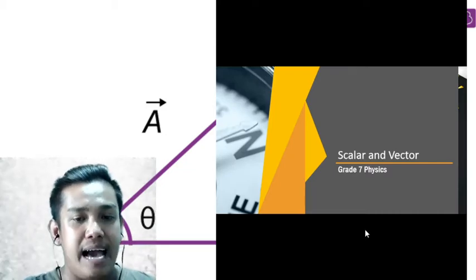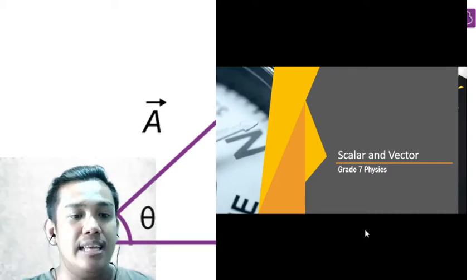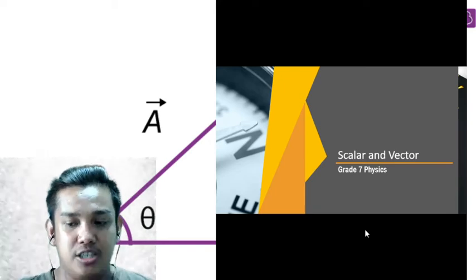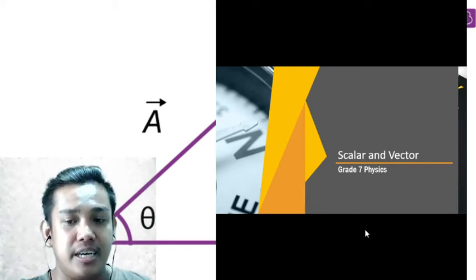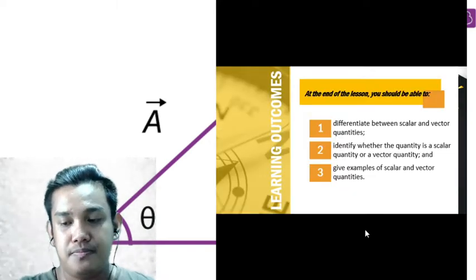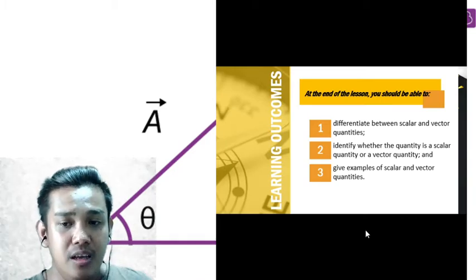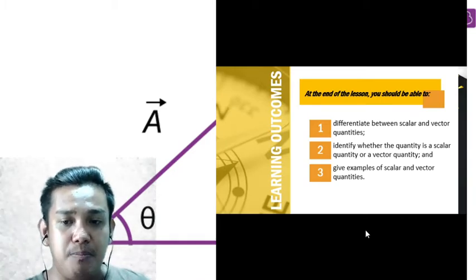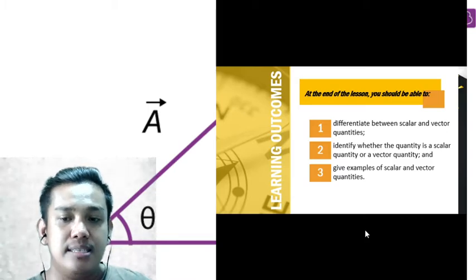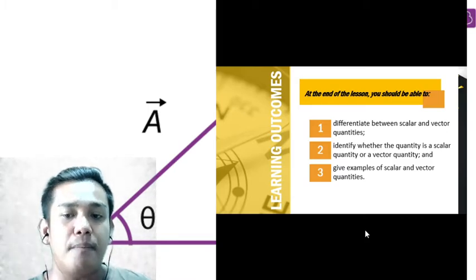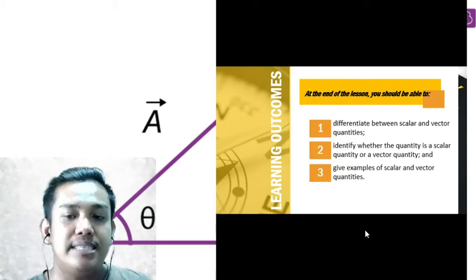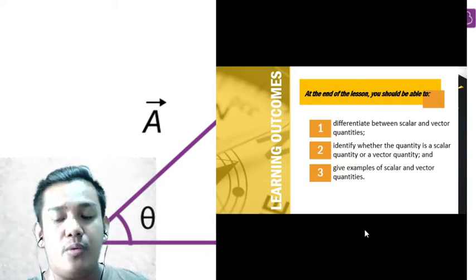First, we have the scalar and the vector. This is only an introduction about scalar and the vector. At the end of the lesson, you should be able to differentiate between scalar and vector quantities, identify whether the quantity is a scalar or a vector quantity, and give examples of scalar and vector quantities.